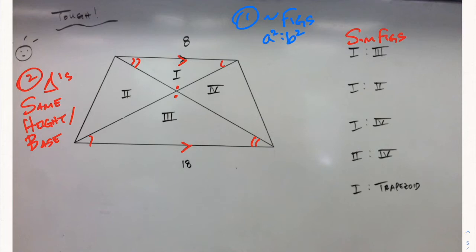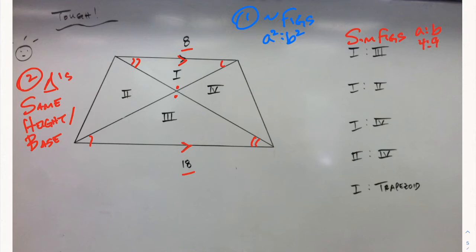Once we know they're similar figures, the next question is, what's their scale factor? What is their A to B here? I'll mark it up here. Well, it's going to be 8 to 18. That's how big those distances are. We're going to simplify that a little bit. Let's divide it by 2. I'm going to get 4 to 9.